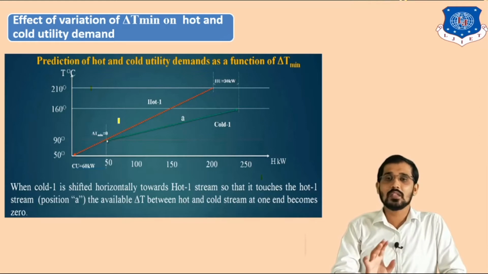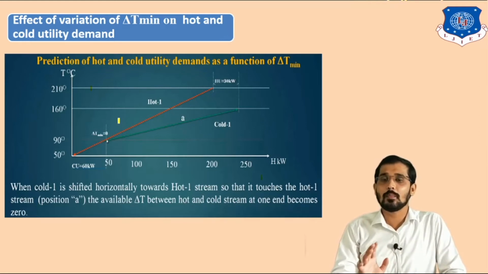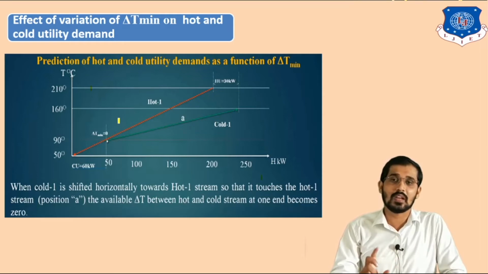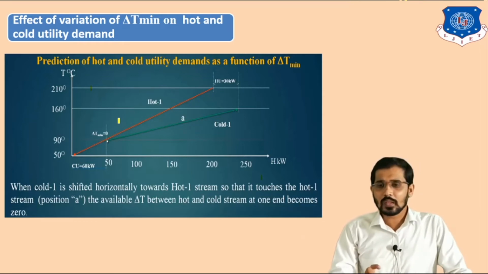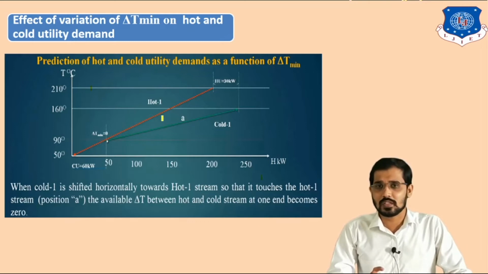In your exam, this theoretical question can be asked for 7 marks. Just explain how to draw this TH diagram, and what is the effect of delta T minimum on this diagram. So now we will see the effect of delta T minimum. The first stream is your hot stream and the second one is the cold stream.